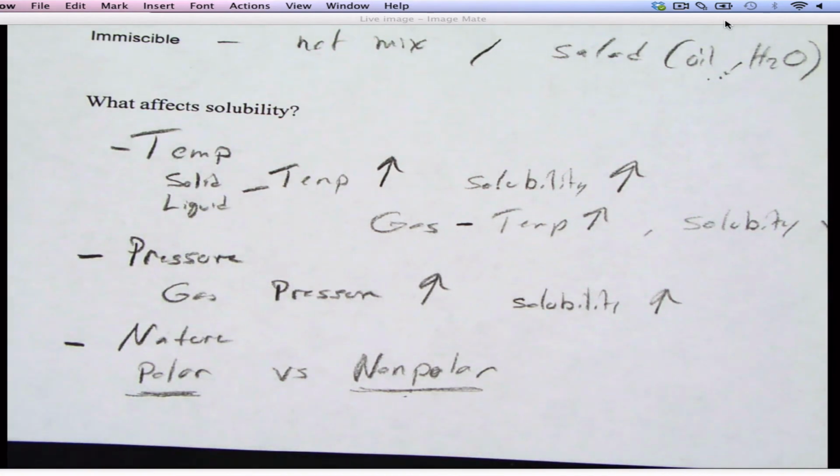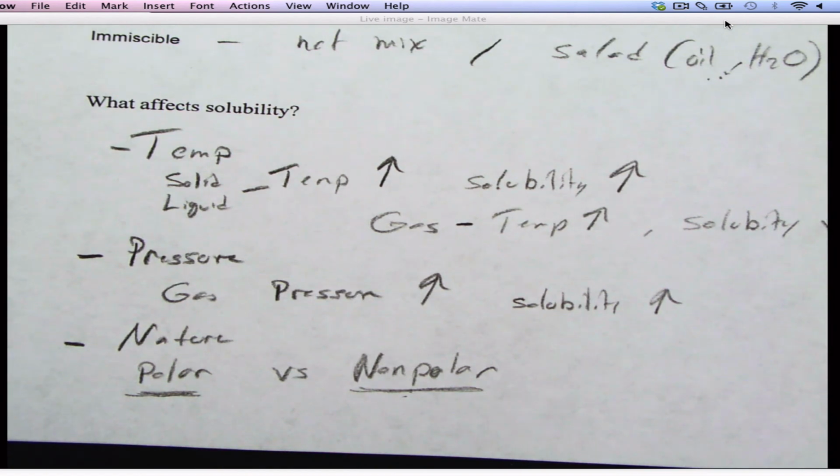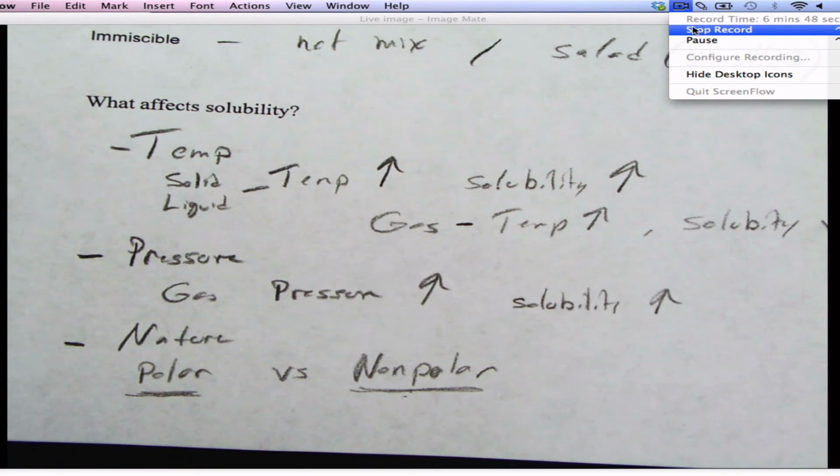So if something's not dissolving, it's likely because the polarity is not the same, or maybe the pressure or temperature is not right. Those are some things that can affect solubility, and we'll work with some of those in class. That was just a quick rundown of those things. Hopefully this helped. We'll talk to you soon.